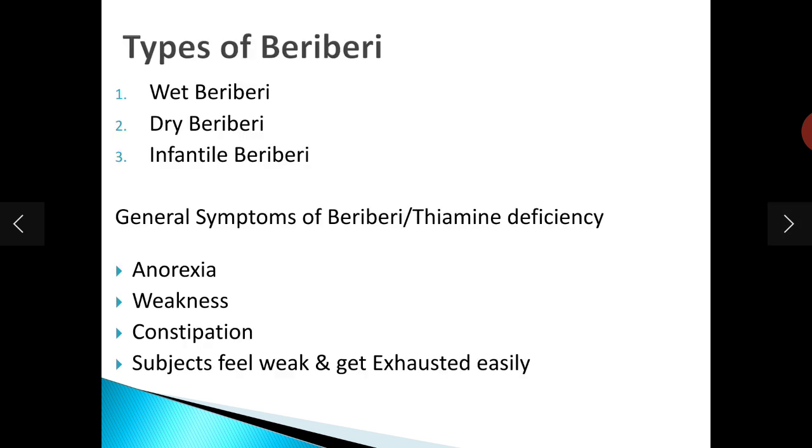We have types of beriberi: wet beriberi, dry beriberi and infantile beriberi. Another one is called cerebral beriberi. The general symptoms of beriberi or thiamine deficiency are anorexia, weakness, constipation, and the subject usually feels weak and gets exhausted easily.